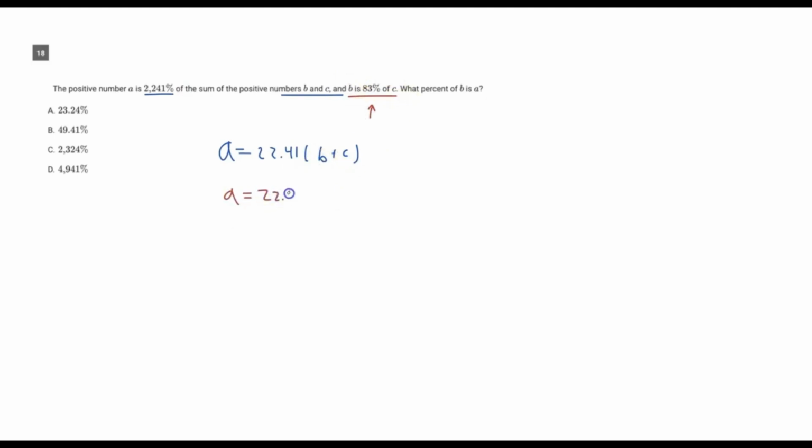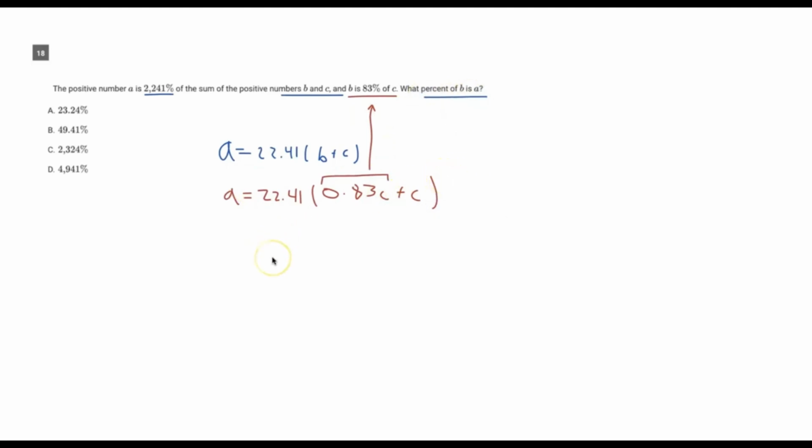So you have A equals 22.41 as our factor. B is 83% of C, so we can write 0.83C plus C. So this part right here is just B, but represented in a different way. And so knowing these values, how can we determine what percent of B is A?